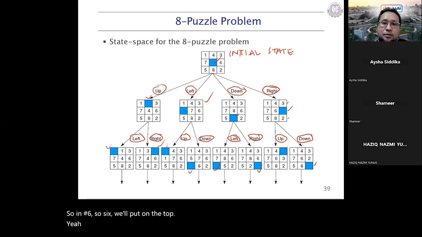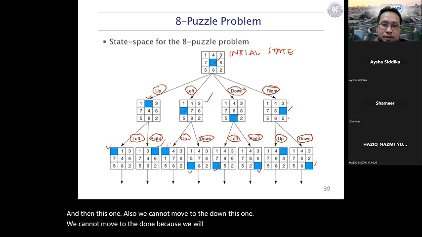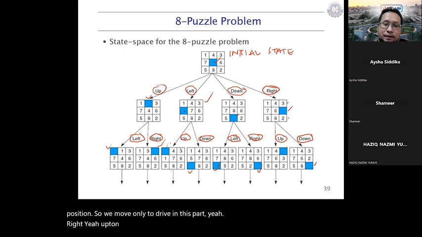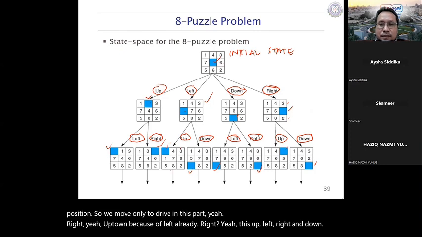And then this one also we cannot move down, because it will come back to the previous position. So we move only to the right in this part, right, up, down, because left is already taken. Yeah, this up, left, right, and down. So that is the thing.